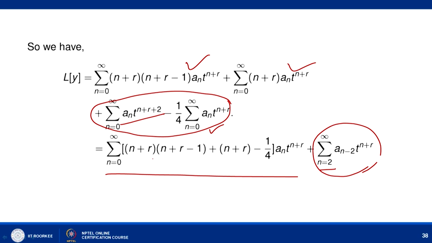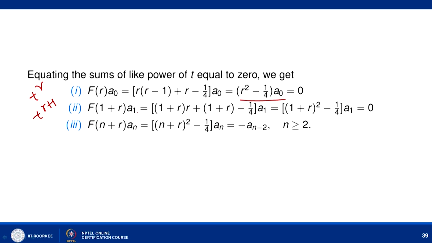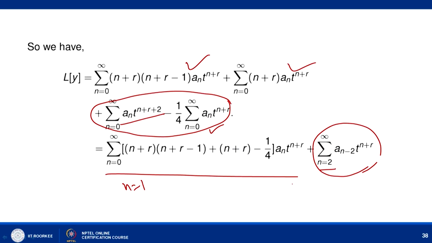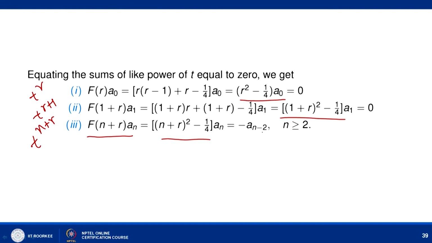contribution from this term, and we will look at it by putting n equal to 1. When you put n equal to 1, then we get (1 plus r)(1 plus r minus 1) plus 1 plus r minus 1 by 4 a1 equal to 0. So, we have f of 1 plus r a1 equal to 0, and f of 1 plus r is (1 plus r) whole square minus 1 by 4, a1 equal to 0. And last is t to the power n plus r, and here we have f of n plus r a n, which is given as (n plus r) whole square minus 1 by 4, a n, and there is a contribution of the last term also. Here it is plus a n minus 2. So, when you take the other side, it is minus a n minus 2.